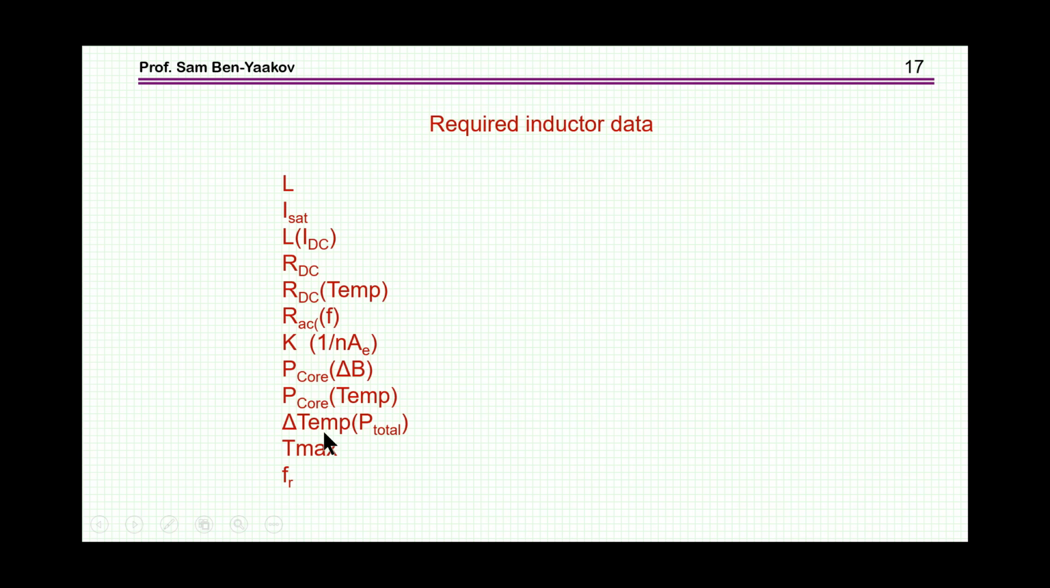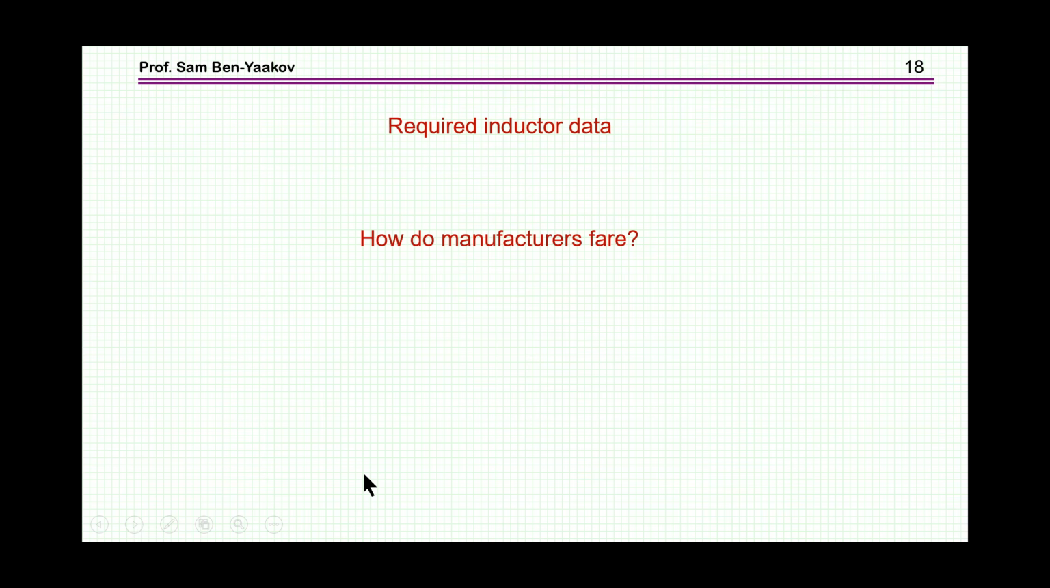And of course, knowing the total loss, we need information on how the temperature of the element will rise with the total loss. And then we need to know the allowed maximum temperature and the resonant frequency. It's quite a number of parameters that we need in order to do a correct design with an inductor. So the question is, how do manufacturers really fare?